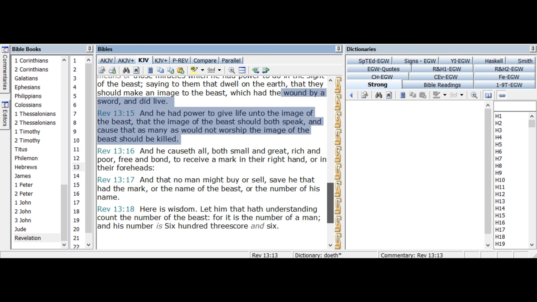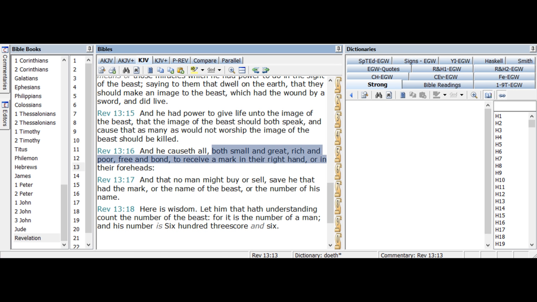And he causeth all, both small and great, rich and poor, free and bond, to receive a mark in the right hand or in their foreheads, and that no man might buy or sell save he that had the mark or the name of the beast or the number of his name. So this second beast, which is America, is going to perform miracles. And by those miracles, he's going to deceive them that dwell on the earth, telling them to make an image of the beast. And then he is also going to give out the mark of the beast.